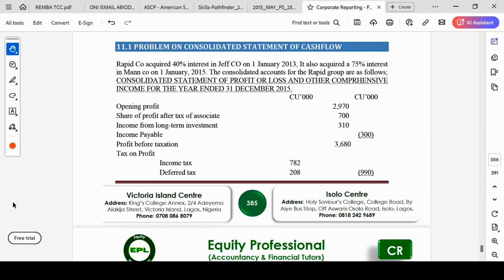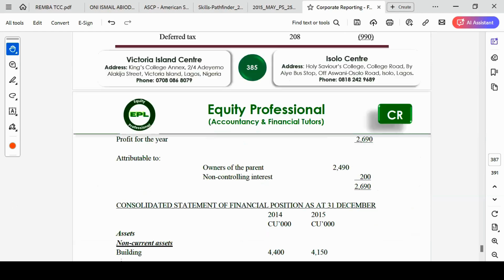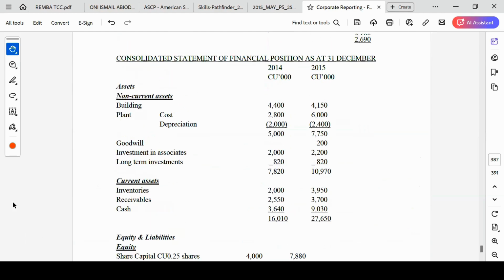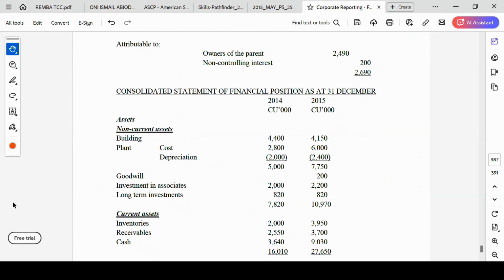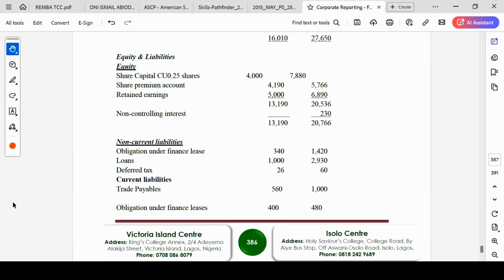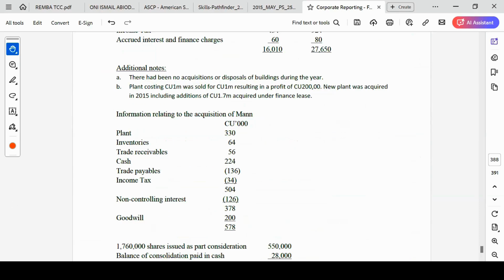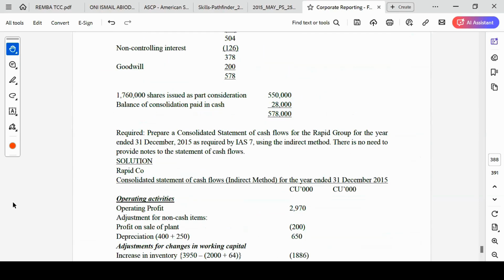And then they gave us the consolidated statement of profit or loss and OCI for the year ended 31st December 2015. They gave us the consolidated statement of financial position as at 31st December 2014 and 2015. They gave us additional notes. But before I go to additional notes, let me see what they want us to do. They said we should prepare a consolidated statement of cash flows for the Rapid Group for the year ended 31st December 2015 as required by IAS 7 using the indirect method. There is no need to provide notes to the statement of cash flow.